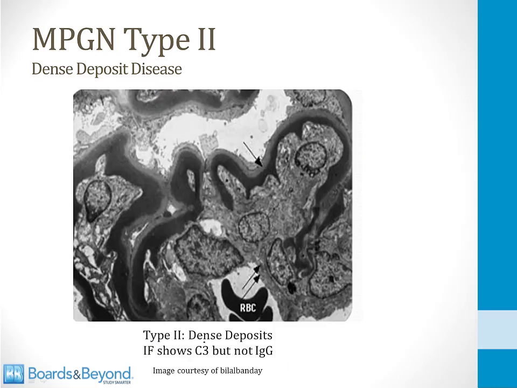The reason this disorder is called dense deposit disease is because these dark ribbons form in the basement membrane as shown in this electron microscopy image on the screen here. And as I mentioned before, if you do immunofluorescence staining in MPGN type 2, it will be positive for C3 because complement is heavily active in this condition, but not for IgG because this condition does not involve immune complexes.